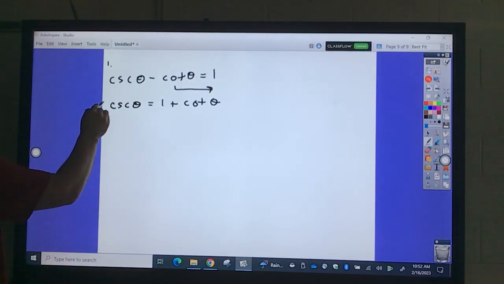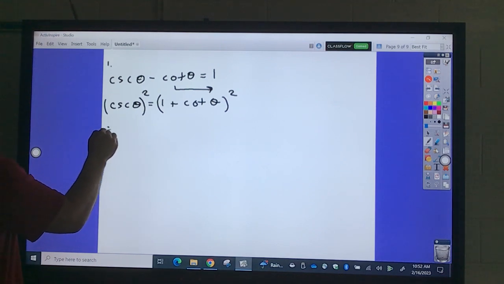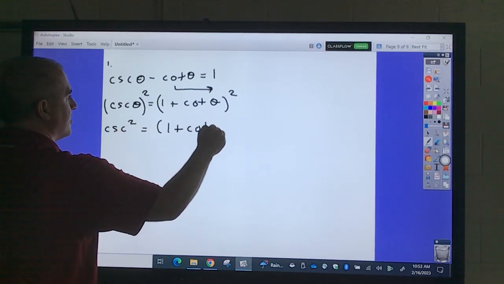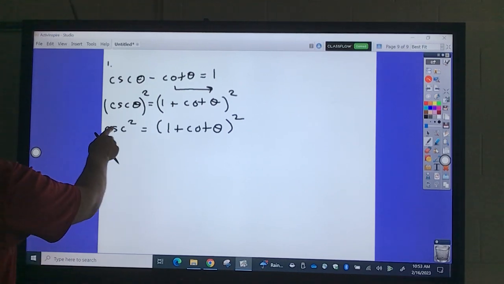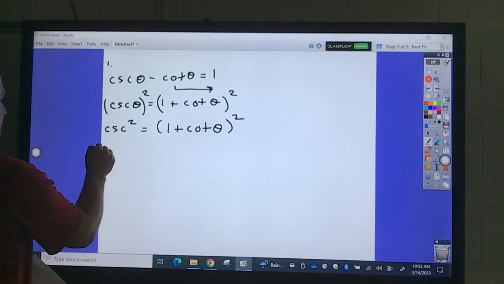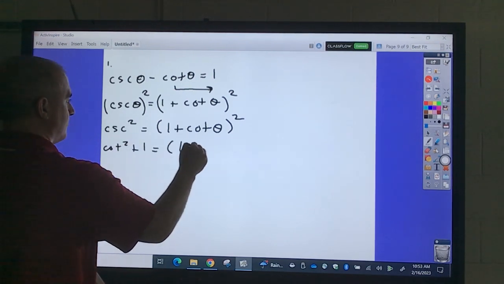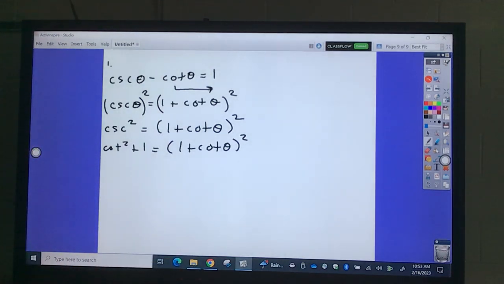Now, I want to square both sides. Here's what ends up happening. I'm going to leave this here for right now. Cosecant squared theta equals 1 plus cotangent theta, squared. Now, if you look up at your identities, and you should have those identities, cosecant squared is equal to cotangent squared plus 1. Now I'm down to one trig function, so this gets substituted for that.